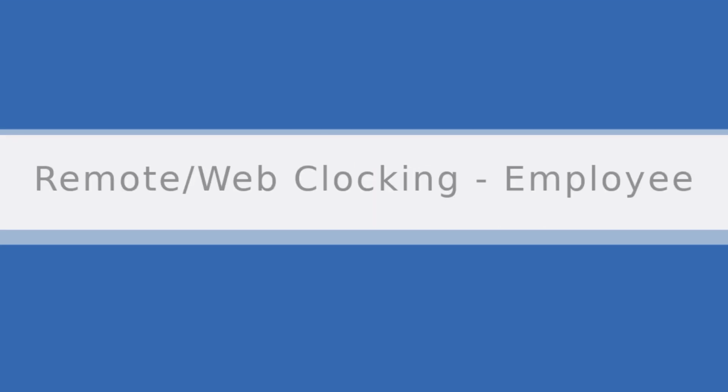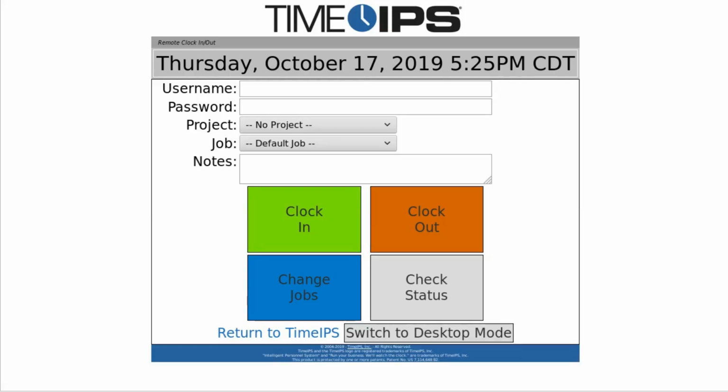How to use remote web clocking as an employee. Remote web clocking allows employees to clock in, out, and check their status using a web browser on any computer or web-enabled device such as a smartphone.